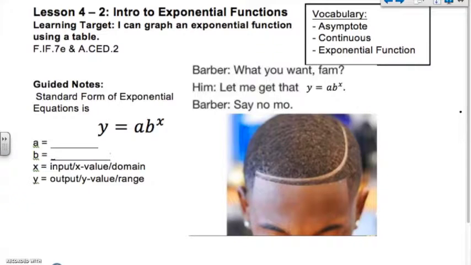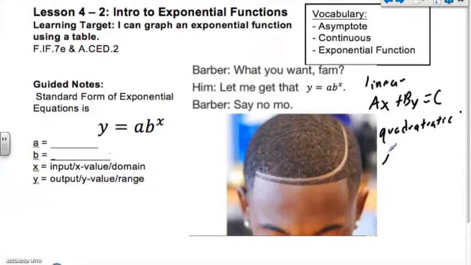Just a little bit of review, we've had a standard form for each of our parent functions so far. For our linear, remember that it was ax plus by equals c. For our quadratic, it was ax squared plus bx plus c equals 0.